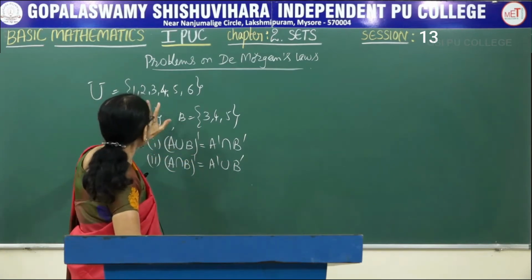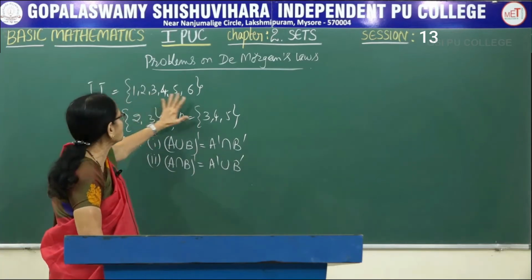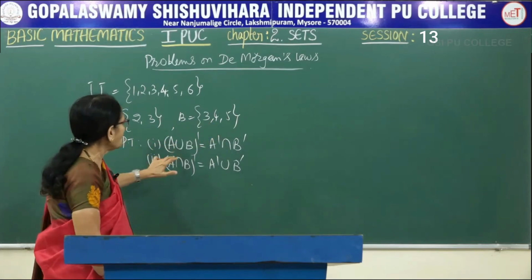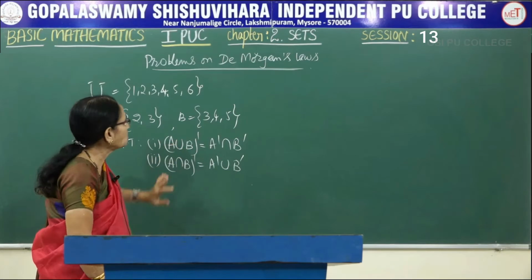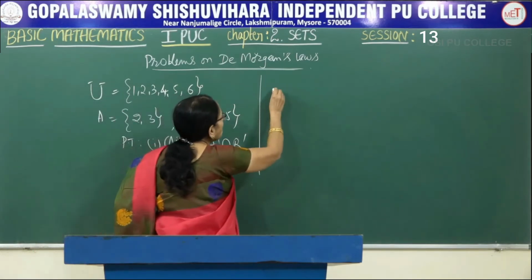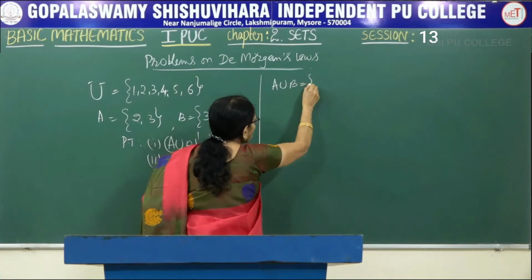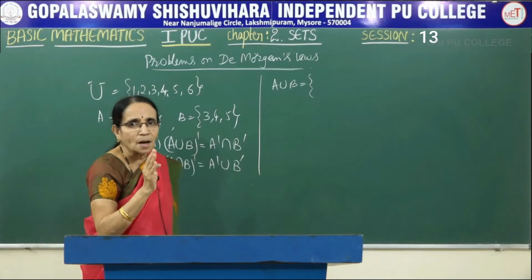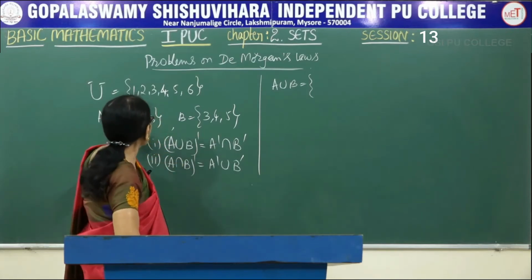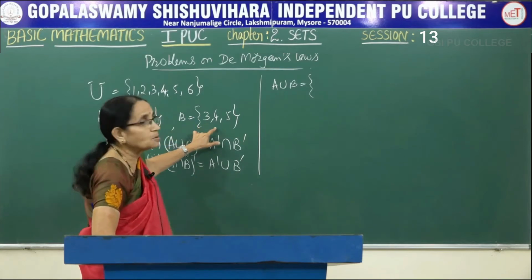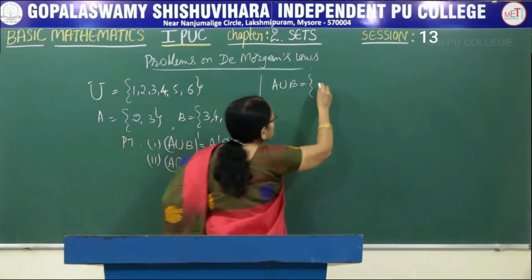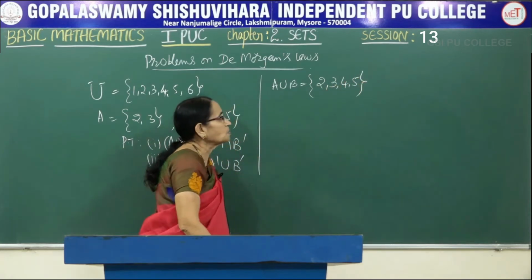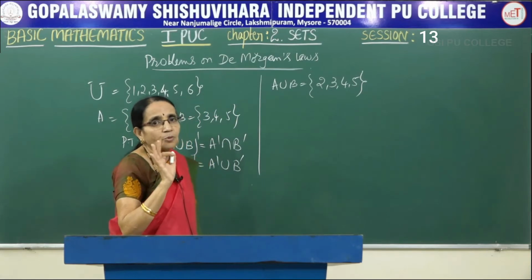Now, let me look at the universal set. It contains 6 elements. A contains 2 elements. B contains 3 elements. Let me take the first result, A union B. What is the definition of A union B? It is another set which contains the elements of both the sets. A has 2 and 3, B has 3, 4, 5, and 3 is repeated, so write it only once. So A union B is a set having the 4 elements 2, 3, 4 and 5.